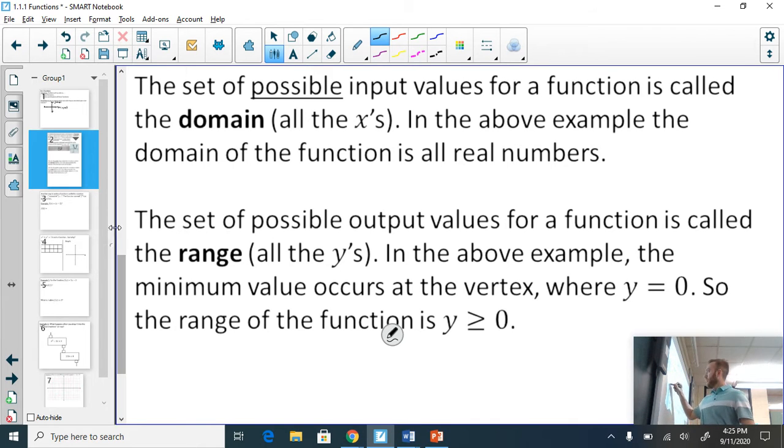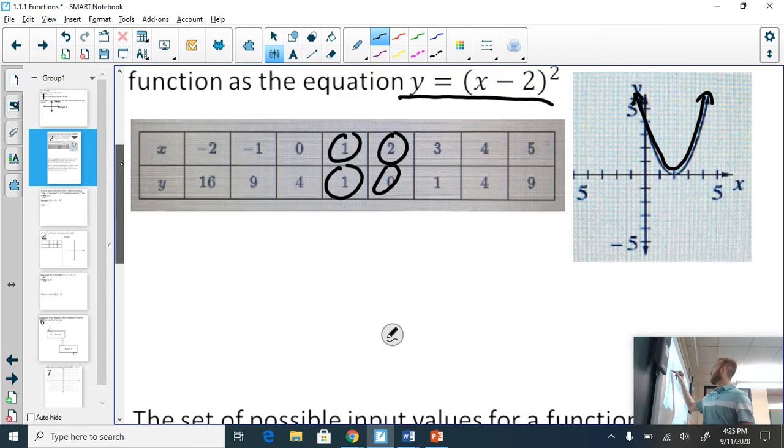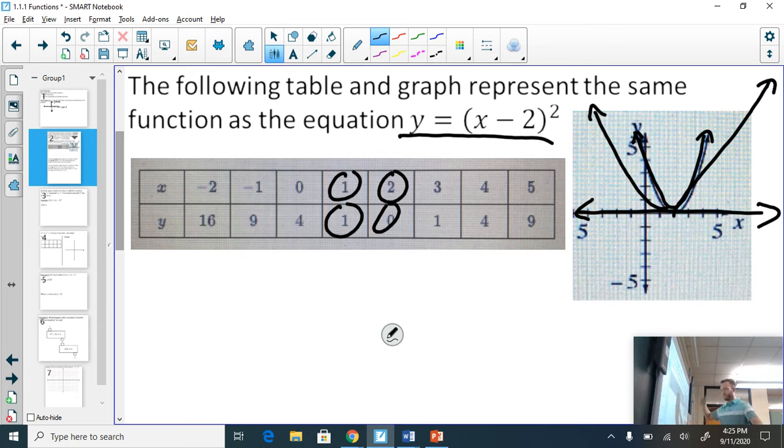So if we go up here, it's basically asking what x are we allowed to plug in, right? And we could plug in any x we want. That's not going to be a problem, right? This graph is probably the easiest way to see it. Even though we're going up like this, we can go outwards forever, right? We're never going to stop. So all real numbers just means we can plug in any of these x's.